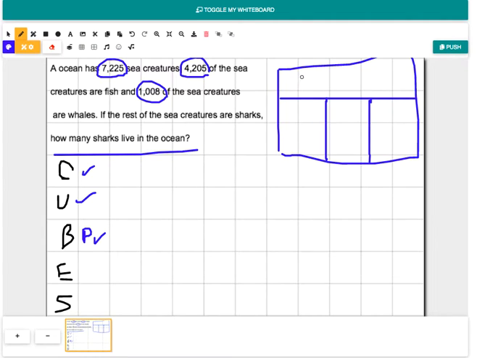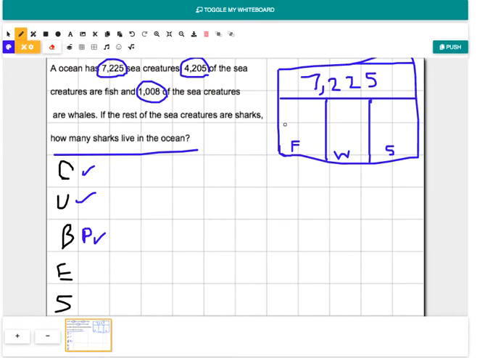So it says in the ocean there are 7,225 sea creatures. That's the total amount of sea creatures in the ocean. Then that means there are 3 parts we're looking for. If we look at the problem, we see that there are fish, so we have a fish part. We have a whales part. And we're trying to find the sharks part.